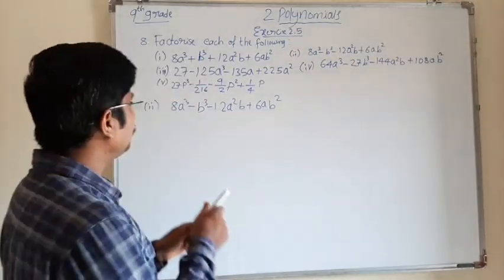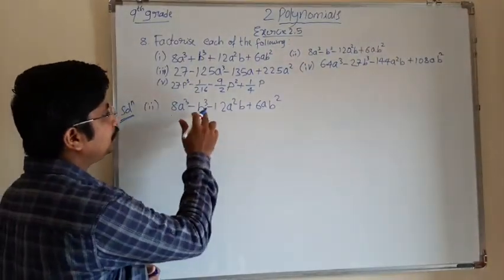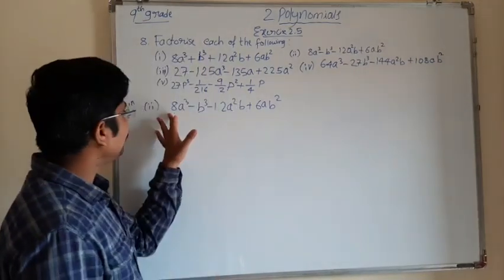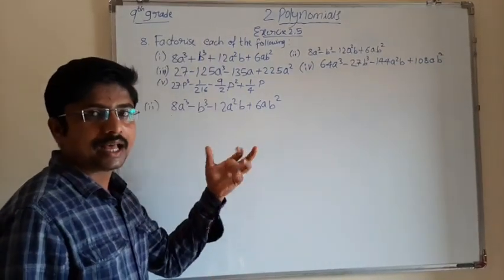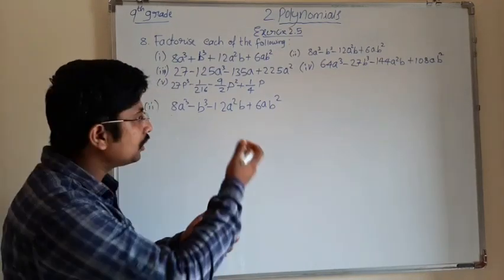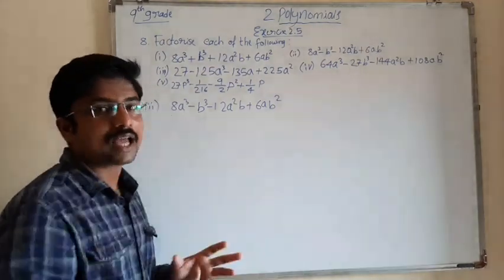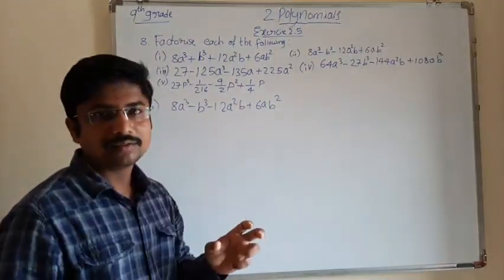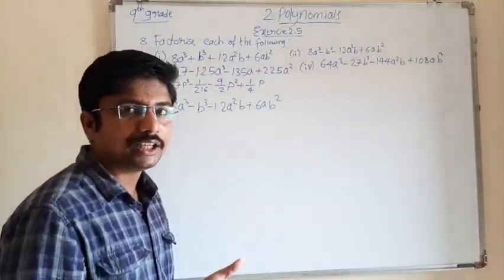I am going to start with the second one, that is 8a cube minus b cube minus 12a square b plus 6ab square. Since the given expression is in expanded form, we have to convert it into unexpanded form. Understood? With the help of identities, we will solve this. By which identity can we solve this?